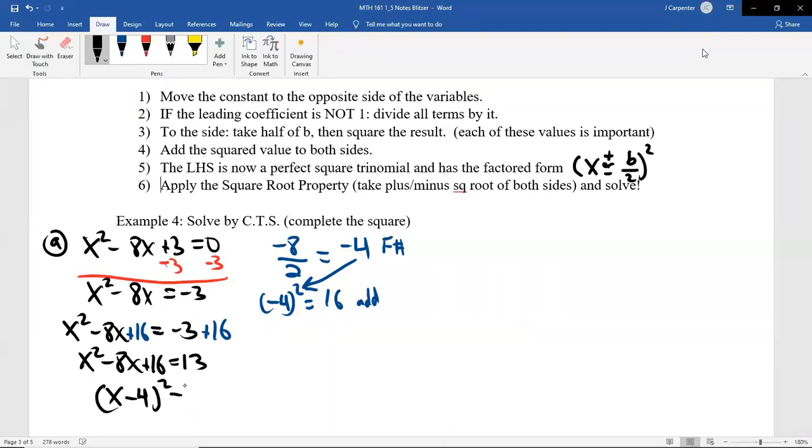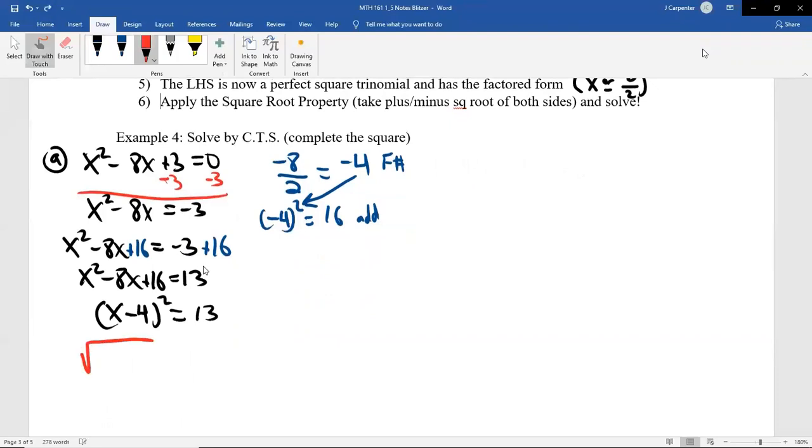Now we cannot forget the equals and we cannot forget the 13. Nothing magical is supposed to happen to the right side. That's just a byproduct. Then we're at step 6, apply the square root property, which means to take not just a square root of both sides, a plus or minus square root of both sides, but only a plus or minus on the number side.